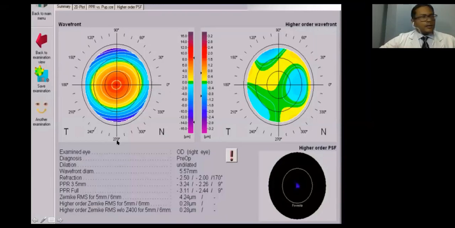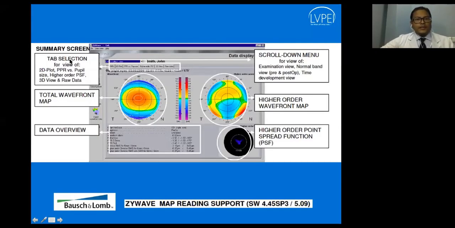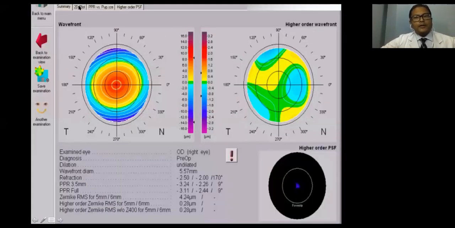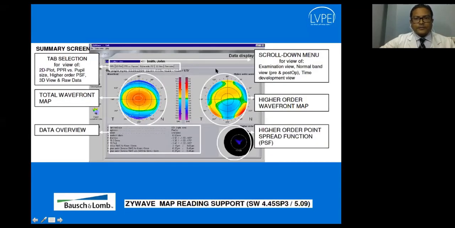And there are other components to the screen, to the output, which we shall be discussing now. So this is the tab selection, which gives you the number of ways the data can be displayed: the summary, 2D plot, the PPR, which is the four-diopter predicted refraction, which is nothing but the auto refraction done by the machine, and the higher order point spread function. And then there is a set of data points over here.